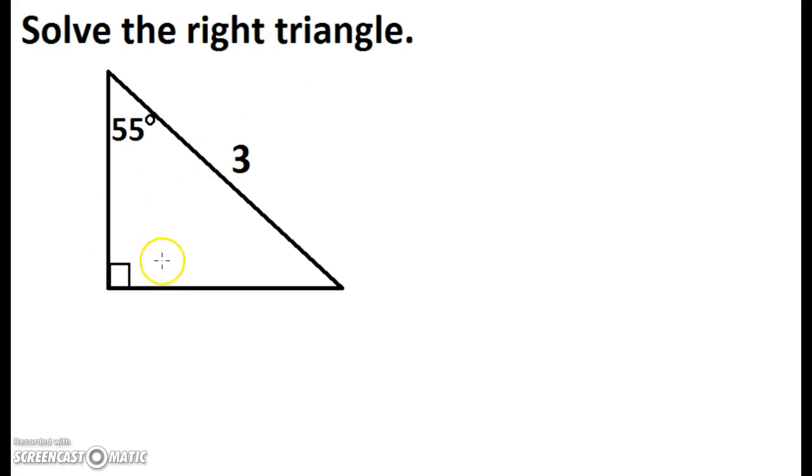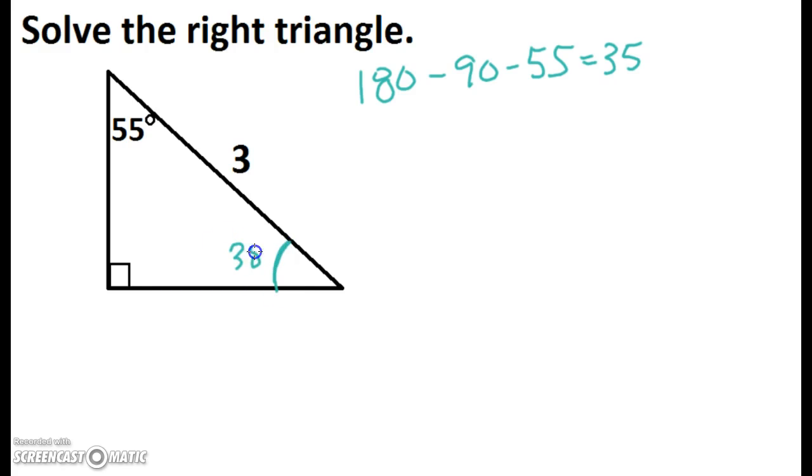The angle is definitely the easiest to get in this particular problem because we know that the 3 angles of a triangle always add up to 180. And this angle is 90, and this angle is 55. So you can just take 180 minus 90 minus 55, and you get 35. So we know that this angle is 35 degrees. All right, so that is one answer on this triangle.